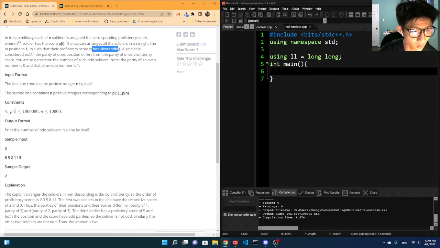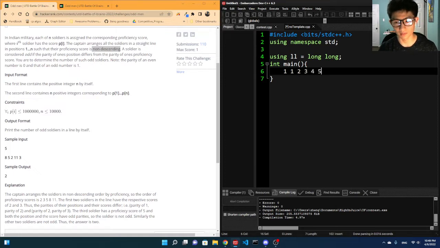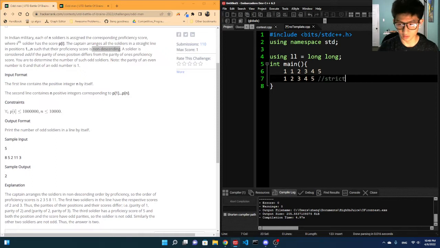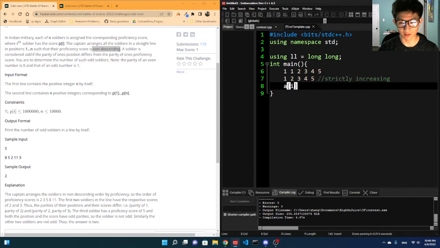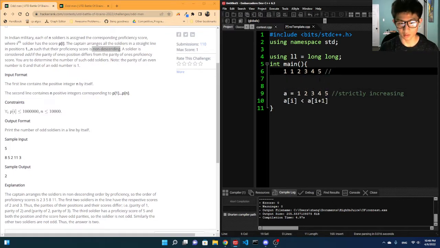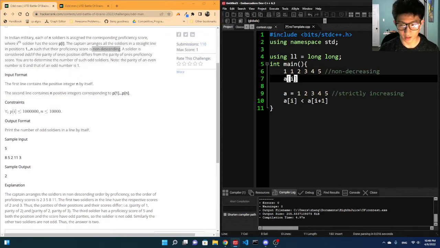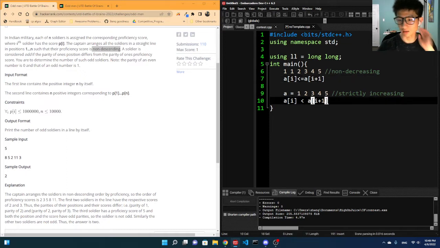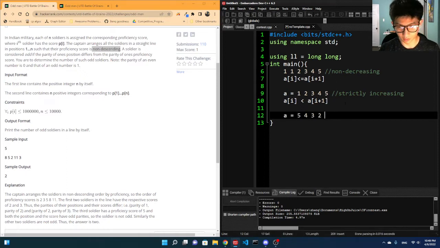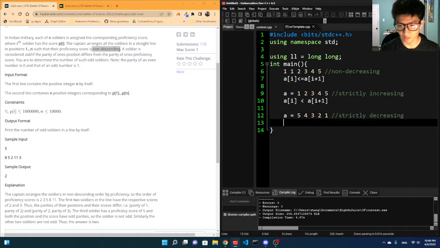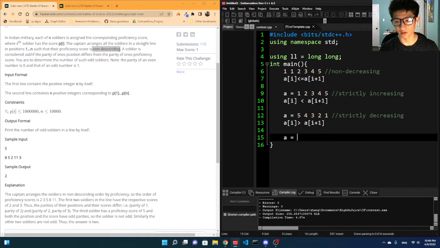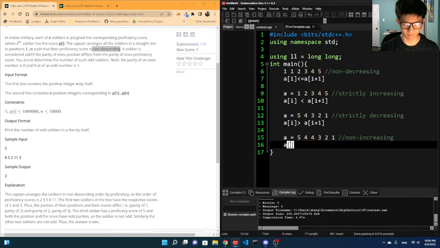So non-descending order is basically increasing, but two adjacent elements can have the same value. This is called strictly increasing, meaning that if this was an array called A, A_i is always going to be less than A_i plus 1. And this is called non-decreasing, the opposite of decreasing, meaning A_i is less than or equal to A_i plus 1. Then there's strictly decreasing, which is like 5, 4, 3, 2, 1, and non-increasing. That's kind of the differences. You can get them mixed up, but just remember this is kind of the opposite.